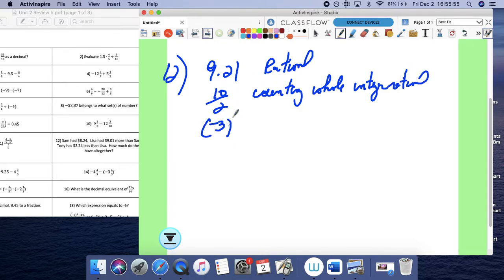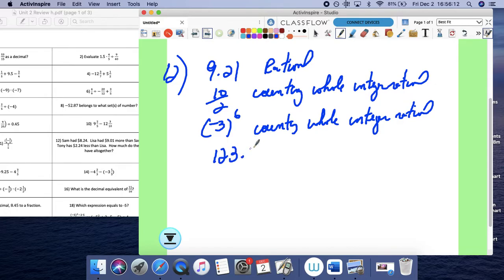Negative 3 to the 6th power. It's negative 3 times negative 3 times, 6 times. It's going to be a positive number. And it's going to be a counting number. It's going to be a whole number. It's going to be an integer. And rational.